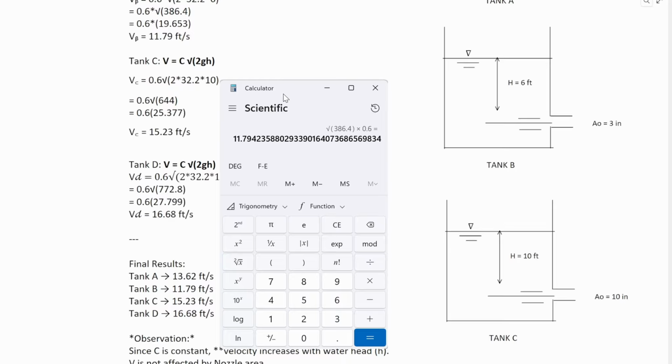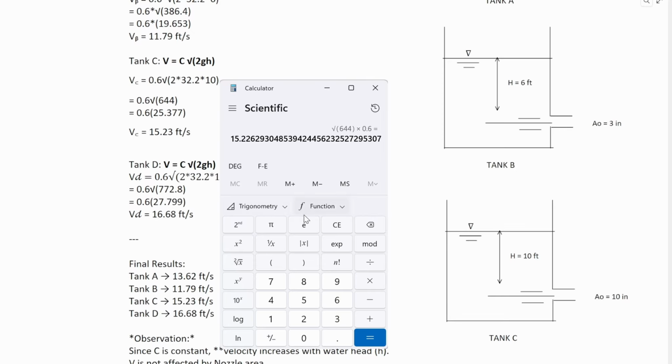For tank C, the value of H is 10 feet. So let's go there. 2 times 32.2 times 10 is equal to 644. The square root of that is 25.37. That multiplied by 0.6 is equal to 15.22 feet per second.